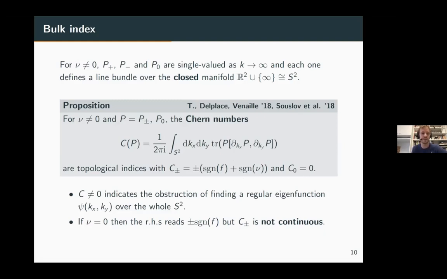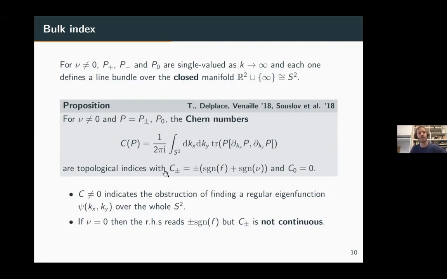Okay, so this is the first index you can build in this problem thanks to odd viscosity. And as I said, the fact that you have a non-trivial, non-zero Chern number indicates that the line bundle is non-trivial, so you cannot find a smooth global eigenfunction.